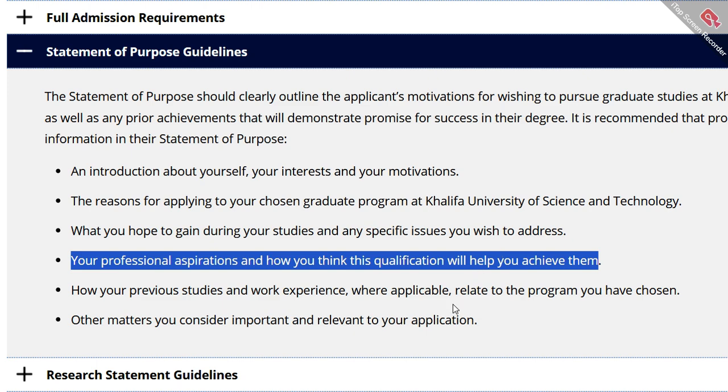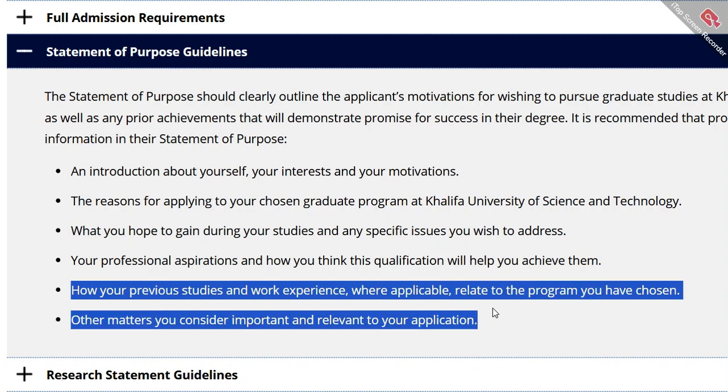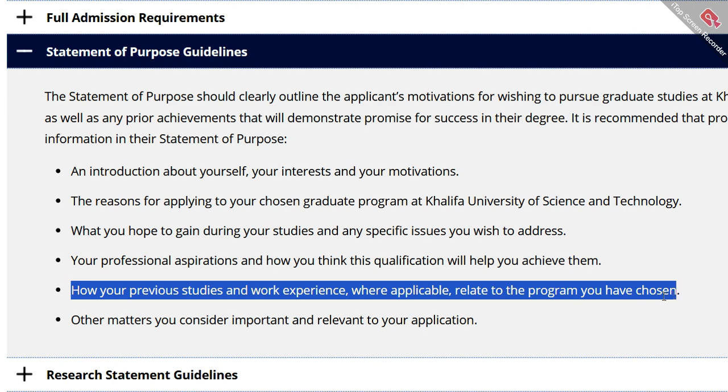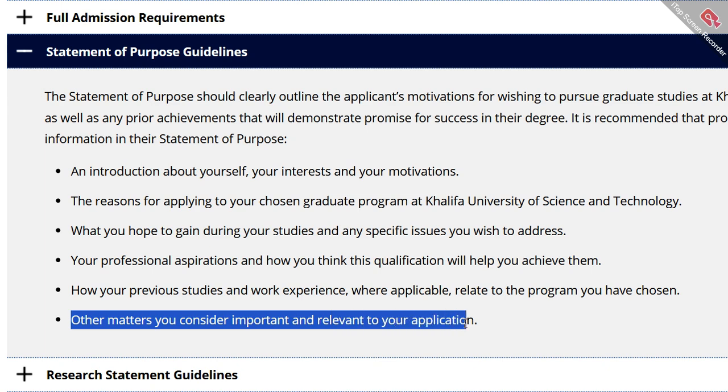Okay, the biggest mistake. So they have written over here that you have to write how your previous studies and work experience, where applicable, relate to the program you have chosen. This means that if you are a student of physics and you are applying for biomedical sciences, for example, you have to give them a reason why your previous studies and work experience relate to the program you have chosen. If you don't give them a reason, they will not bother to give you a scholarship. Okay, so you have to give them a specific reason why you are applying to a particular scholarship or program. Then you have to state other matters you consider important and relevant to your application.